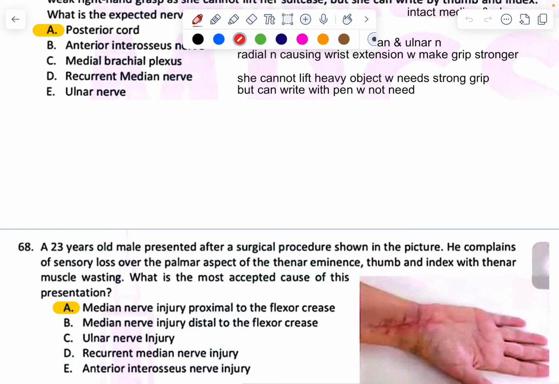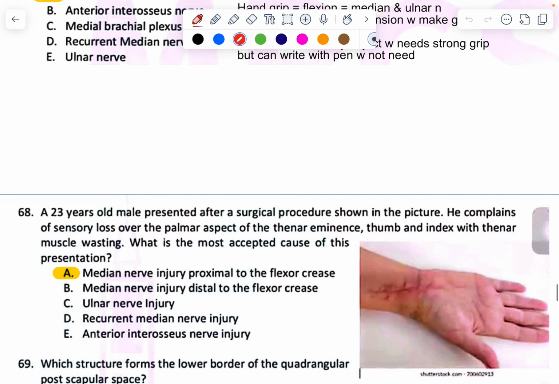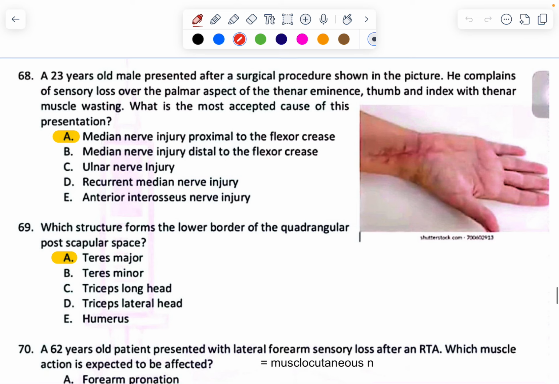This is proximal to what? Which structure forms the lower border of the quadrangular space, the post scapular space? Quadrangular, lower, teres major.